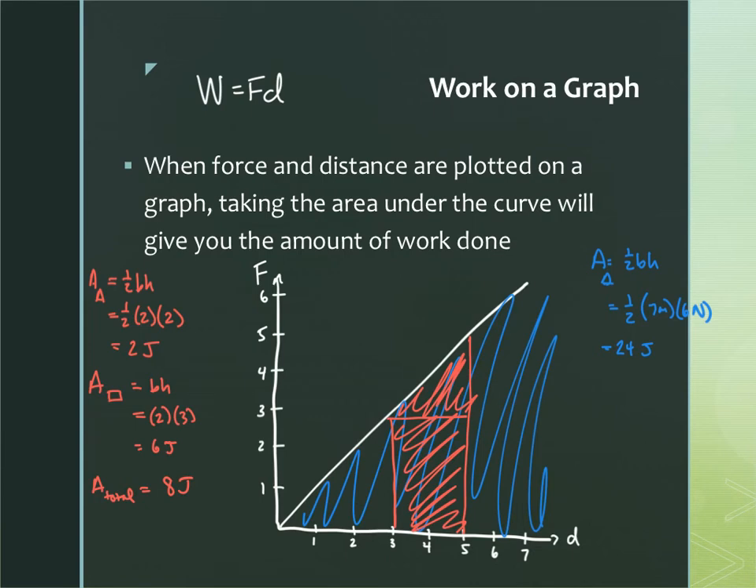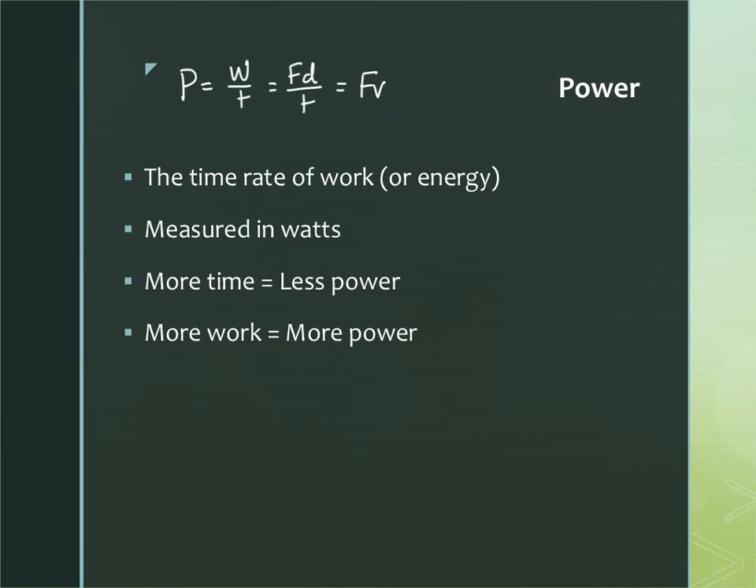Okay? Then we have power. Power is the time rate of work or energy. How many joules are you expending per second? And that's measured as work over time. You could also expand work to equal force times distance and then put it over time. And then look here, distance over time is equal to velocity. So you can also get this variation of force times velocity.